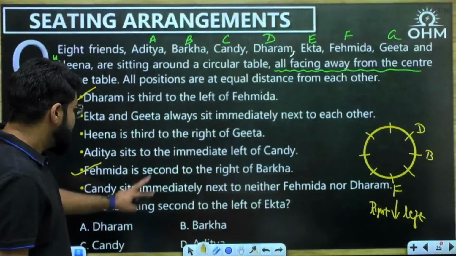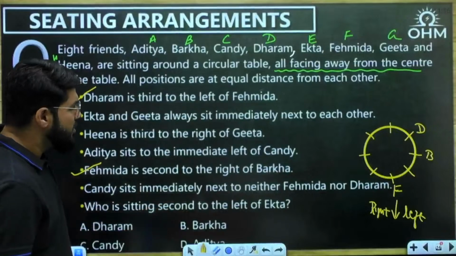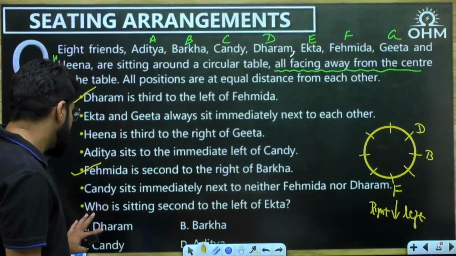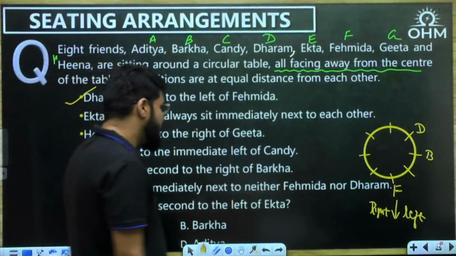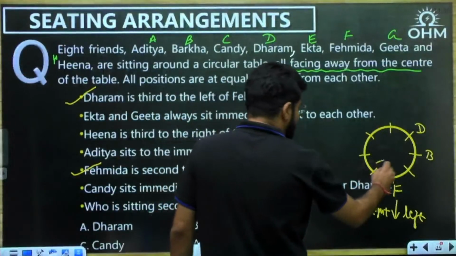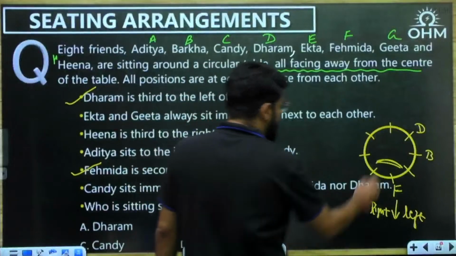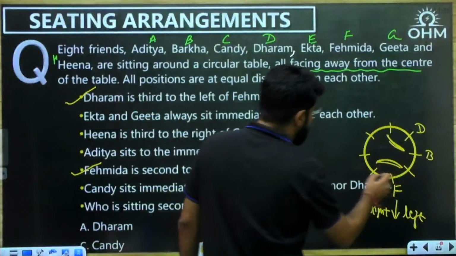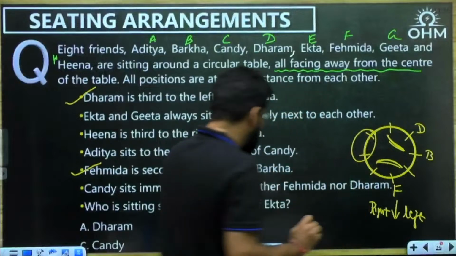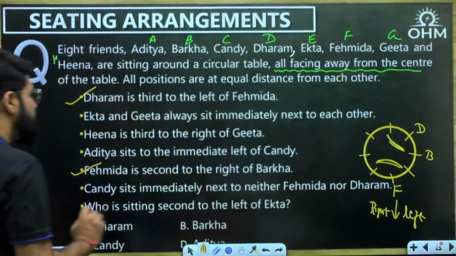Candy sits immediately next to neither Fahimda nor Dharam. So Candy cannot come where? Candy cannot be immediately next to Fahimda, so Candy cannot be here, nor next to Dharam. Candy cannot be here. So where is Candy? Any of these two places. Still two options are left. Candy can be here.